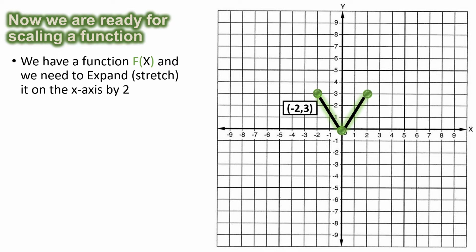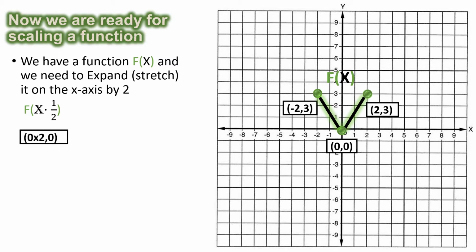Okay, this is the f of x. This is point -2 and 3, this is point 0 and 0, and this is 2 and 3. This is the f of x. Now to stretch the x, we multiply it by half inside the brackets. But what actually happens to the x is that it will be multiplied by 2.